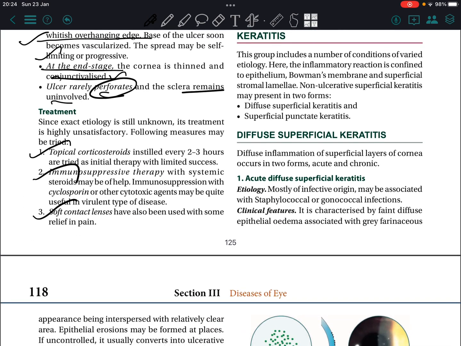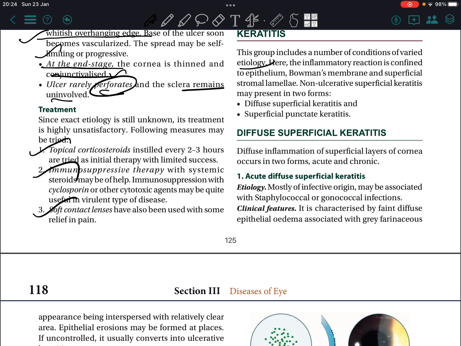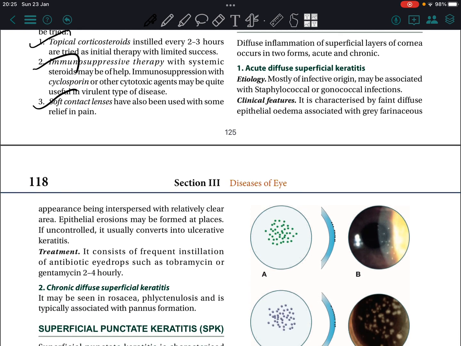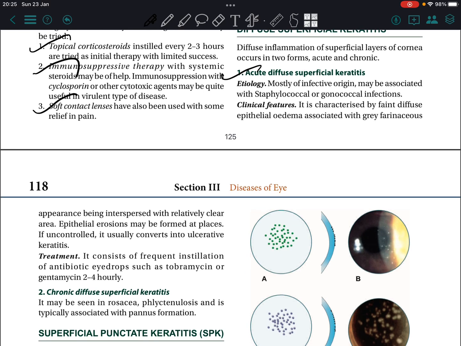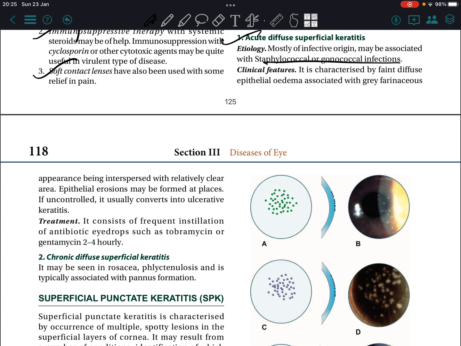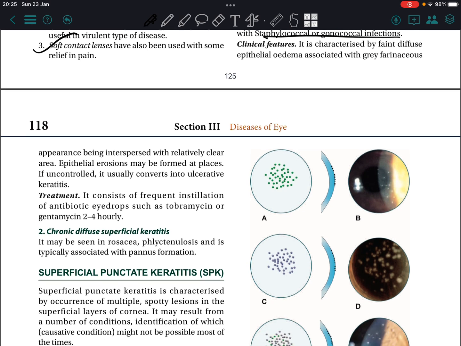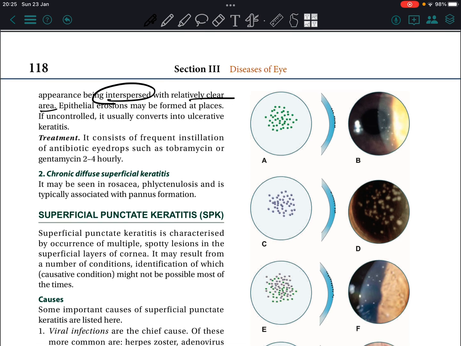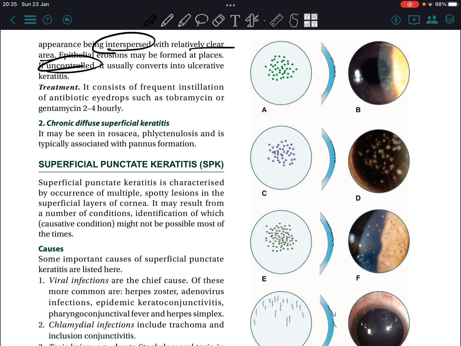Non-ulcerative superficial keratitis. This includes a group of conditions of varied etiology. It presents in two forms: diffuse superficial keratitis and superficial punctate keratitis. Diffuse keratitis occurs in two forms: acute and chronic. The acute form is mostly of infective origin and may be associated with staphylococcal, gonococcal infection. It is characterized by faint diffuse epithelial edema with a grey farinaceous appearance, interspersed with relatively clear areas. Epithelial erosions may form at places. If uncontrolled, it usually converts into ulcerative keratitis.